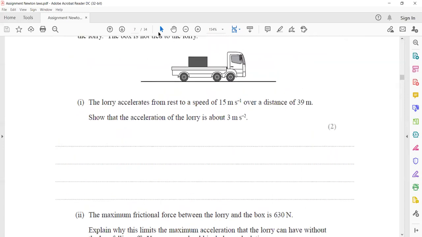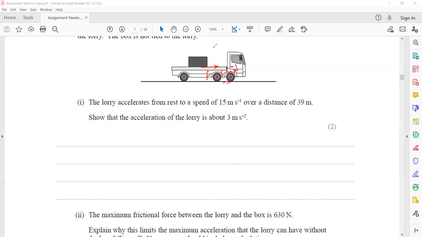Because as it is accelerating, the friction will try to oppose the sliding of the box. So friction is acting in this way. For example, if you are inside the bus and the bus suddenly accelerates, you tend to lean or move backward. So this box also tends to slide backward, so the friction is opposing. The friction is 630 newtons.